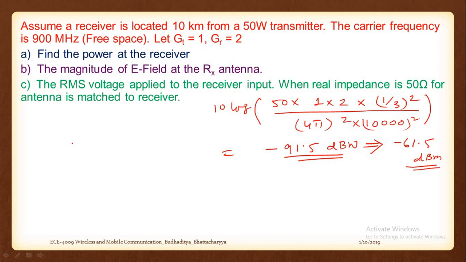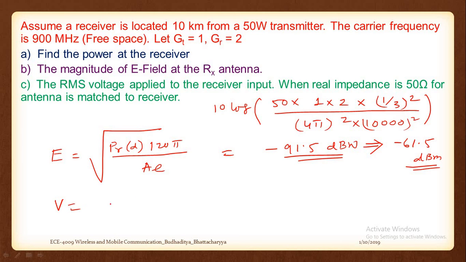Okay. And for finding out the magnitude E, you have the formula: square root of PRD times 120 pi divided by AE. And your V will be square root of PRD multiplied by 4R. R is given to you as 50 ohm. How will you get AE? Do you have a formula for AE? Do you have a formula for GR?